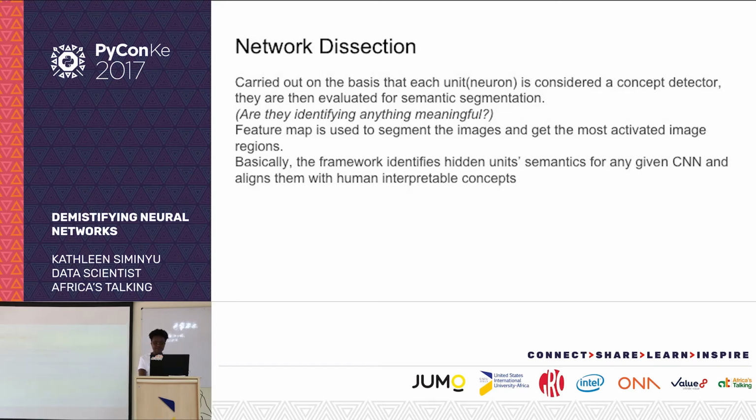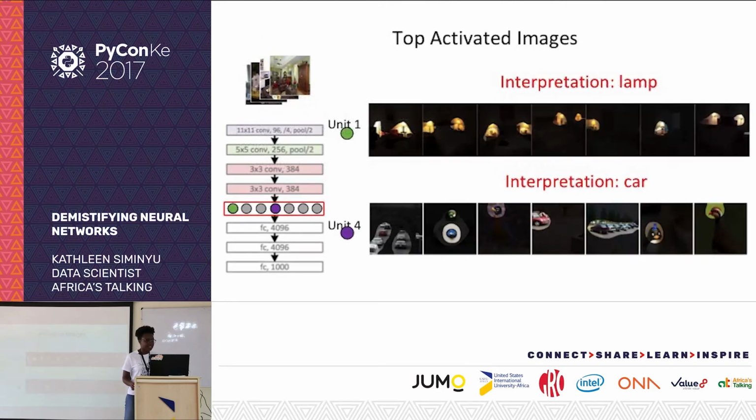So basically, the framework identifies hidden unit semantics for any given CNN and aligns them with human interpretable concepts. We're taking the weights and the activation levels, or whatever outputs the net is giving us, and putting that onto an image in this case, and seeing if it has actually learned something meaningful.